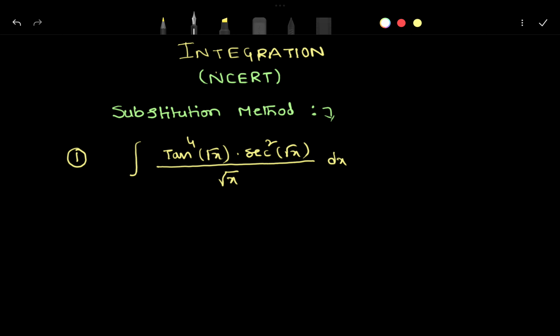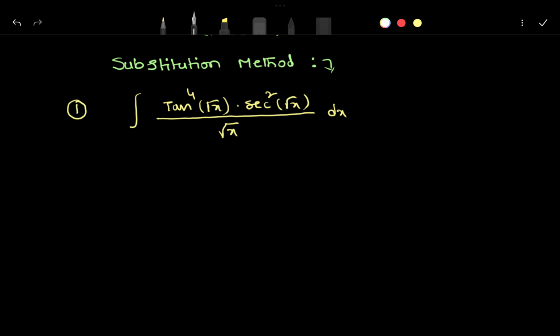See, this question is the integration of tan of root x whole to the power of 4 into secant square of root x whole divided by root x. See how to do this one. First of all, you take root x equals t.